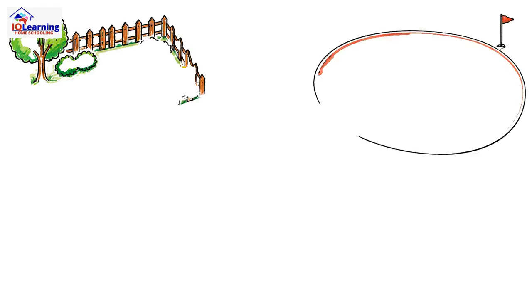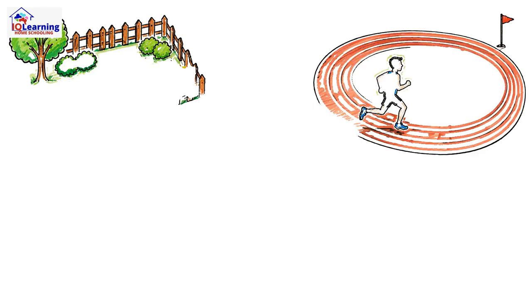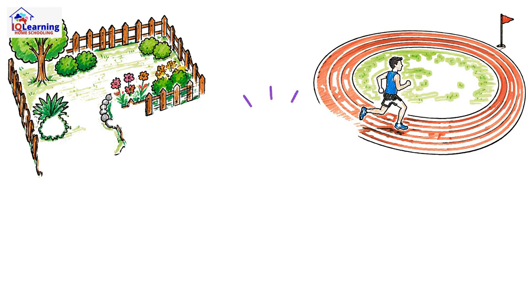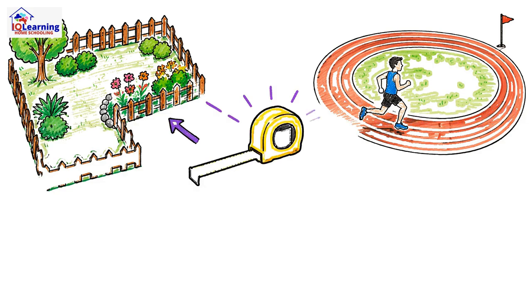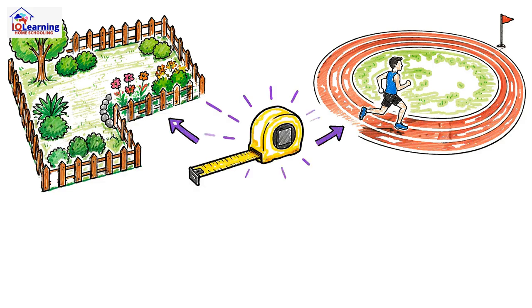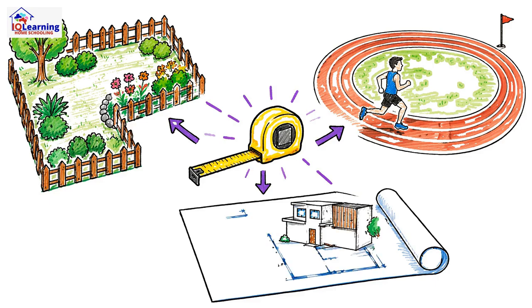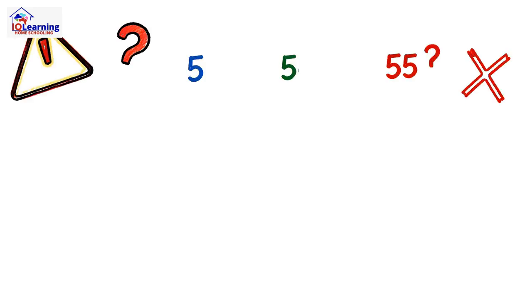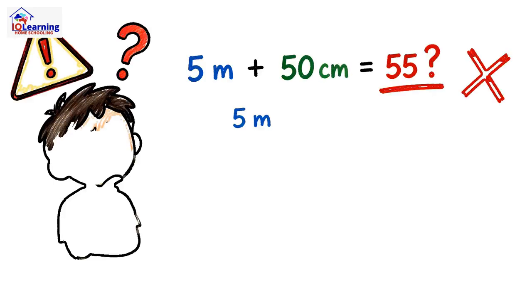Measurement isn't just about numbers. It's a language for solving real-world puzzles. Think about calculating the fence needed for a complex garden, figuring out how many laps of a track you need to run for a 10-kilometer race, or helping an architect plan a building from a blueprint. But these puzzles often contain a trap: mixed units.